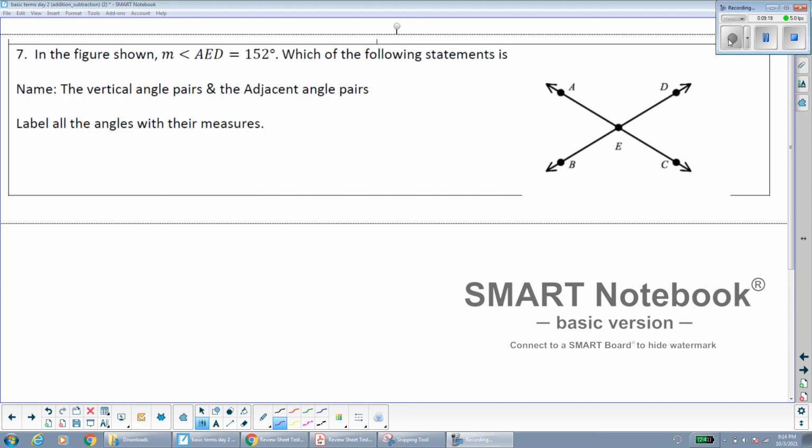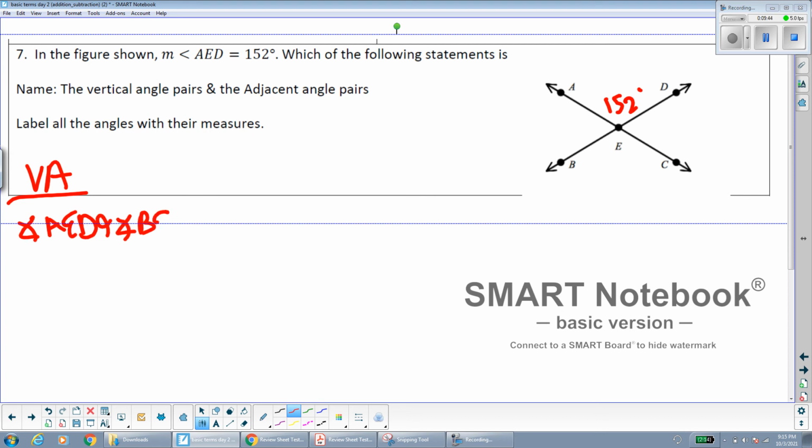In this question, we're told that the measurement of angle AED is 152 degrees. Let me go ahead and put that into the diagram to begin with. And first we need to name the vertical angle pairs and the adjacent angle pairs. So vertical angle pairs, let's do that first. I'll abbreviate that as VA. So angle AED and angle BEC are vertical angles.